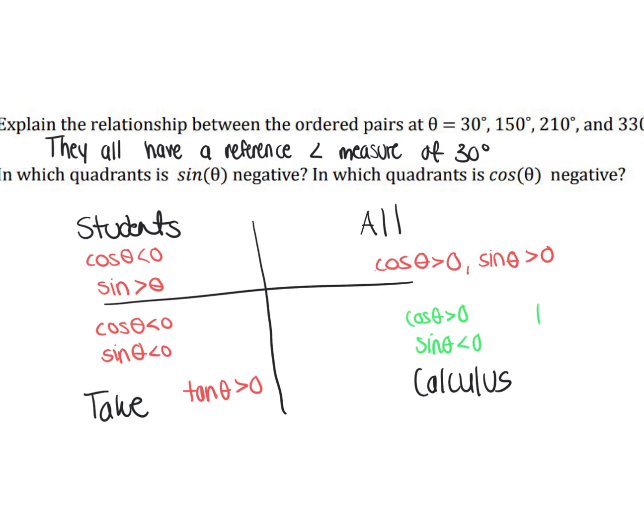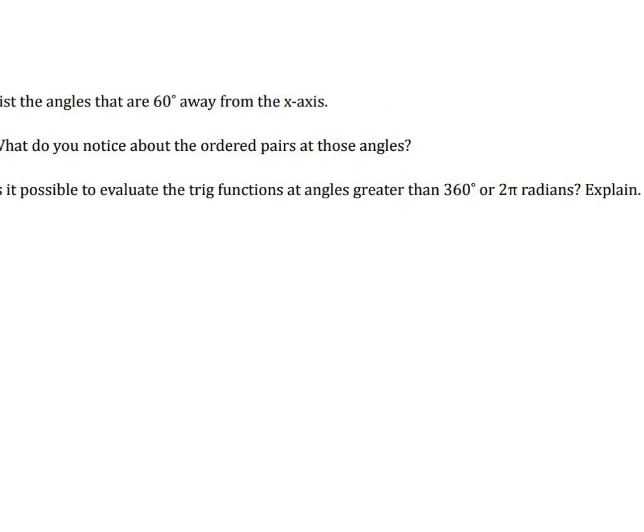And because sine of theta is less than 0 and cosine of theta is greater than 0, tan of theta is less than 0. And again, over here, tan of theta is also less than 0. And then because cosine of theta and sine of theta are positive in quadrant 1, tan of theta is positive in quadrant 1. Here we want to list the angles that are 60 degrees away from the x-axis.